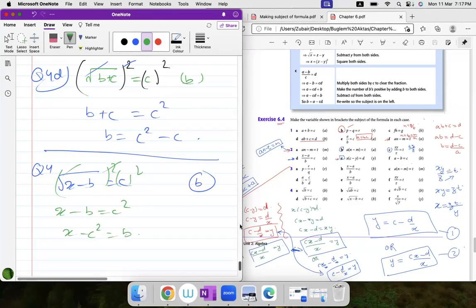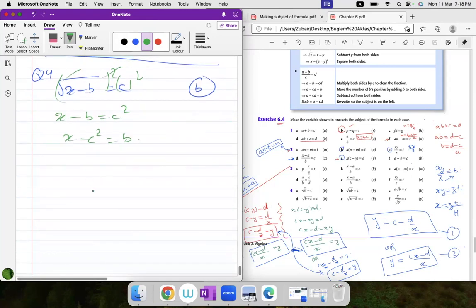And F as well. I was confused on that as well. I'll do it. F part, and we have to make Y the subject. Question 4F would say X over square root Y equals C, and making Y the subject.